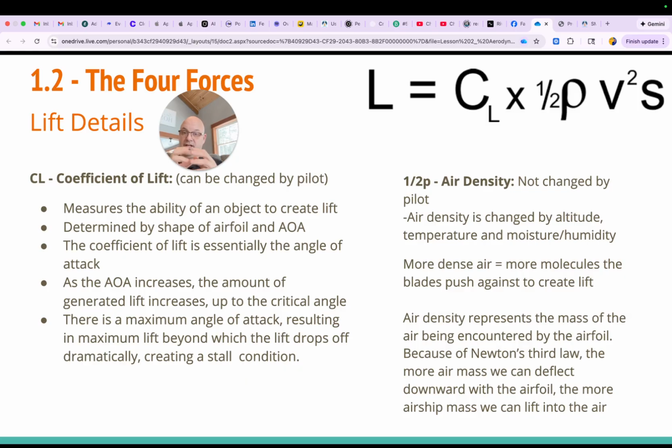So the hotter it is, the farther spread these molecules are, that becomes problematic over time, right? So on cold days, it's easier to fly because the air is more dense. And of course, altitude changes that as well, not just temperature, right? Air is thinner as we go up, so the molecules are further apart.